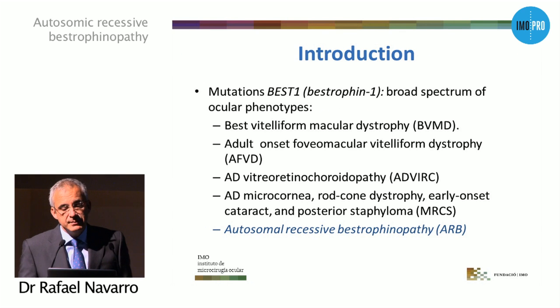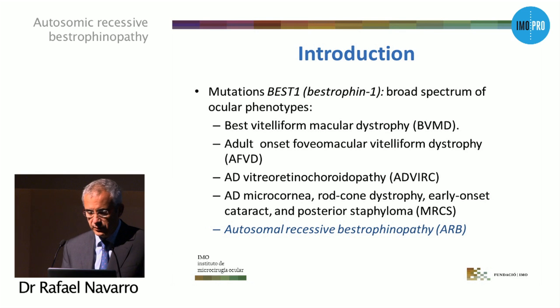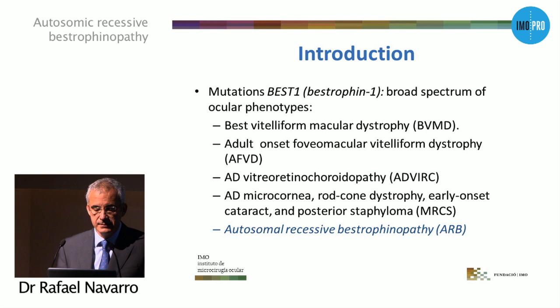As you know, mutations in the BEST1 gene can produce a broad spectrum of ocular phenotypes. The most common is Best vitelliform macular dystrophy, also adult-onset vitelliform macular dystrophy, which is a pattern dystrophy of the RPE, also autosomal dominant vitreoretinochoroidopathy, and autosomal dominant microcornea, rod-cone dystrophy, early-onset cataract, and posterior staphyloma. And in our cases, the autosomal recessive bestrophinopathy.